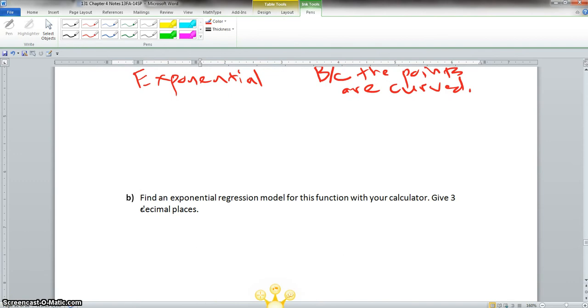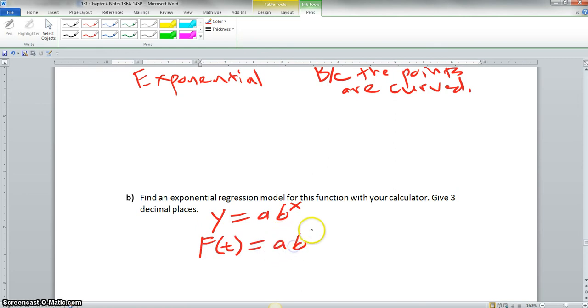Now we scroll down here to B. Now if we look here at B, it states, find the exponential regression model for the function with your calculator. Give three decimal places. Okay, now when we're finding the exponential regression, now we've always found the linear regression, but first let's start off with the formula. It's y is equal to a times b to the x. However, we know we're using t, so we will make this f of t is equal to a b to the t.